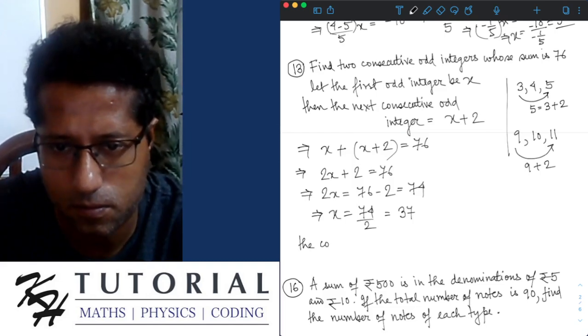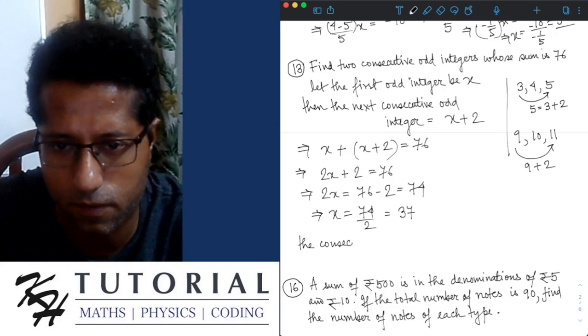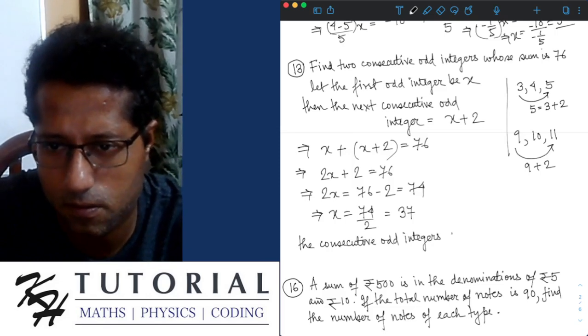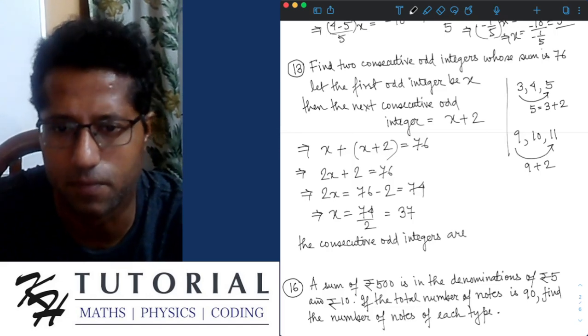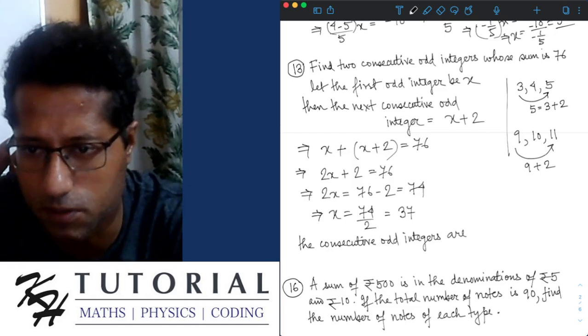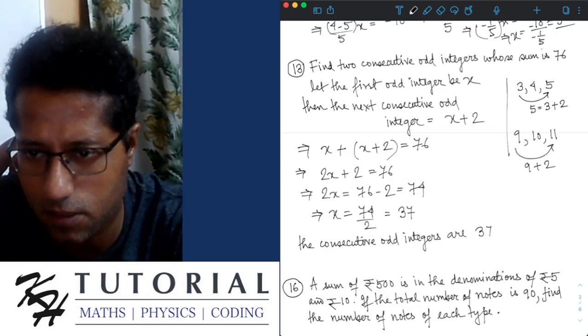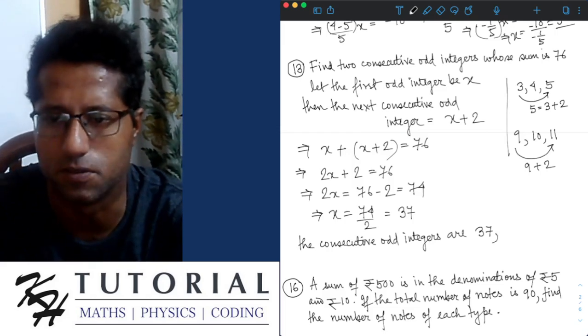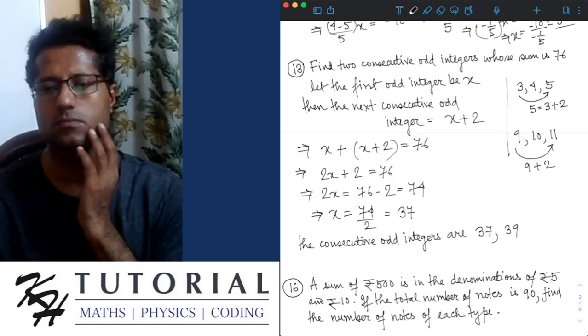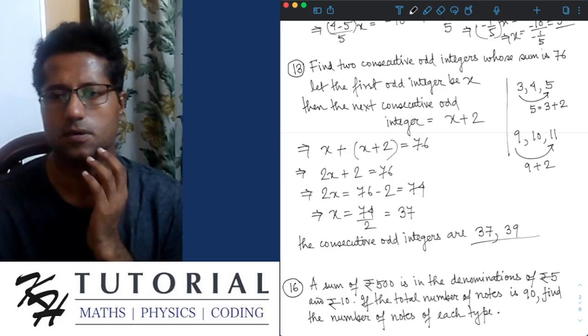So the consecutive odd integers are, the first one will be x, which we have found to be 37, and the next consecutive odd integer will be x plus 2, that is 39. So this is the answer.